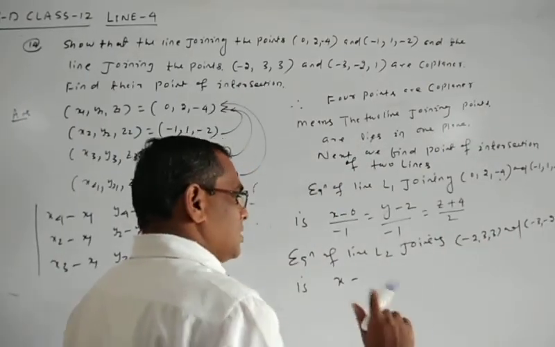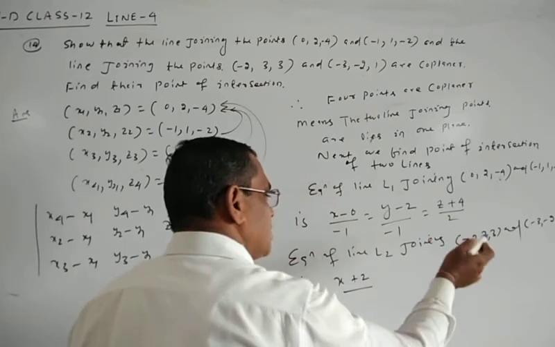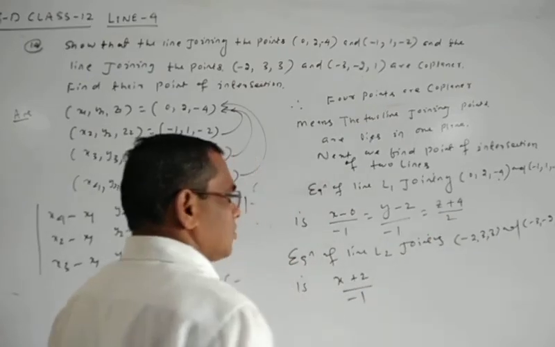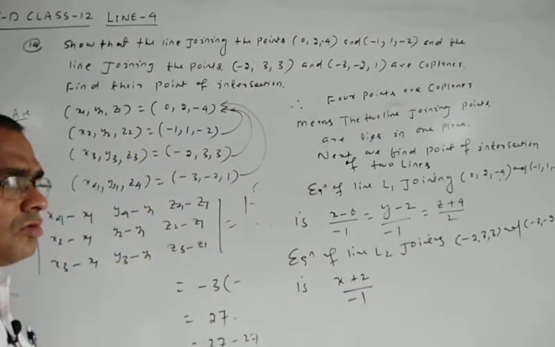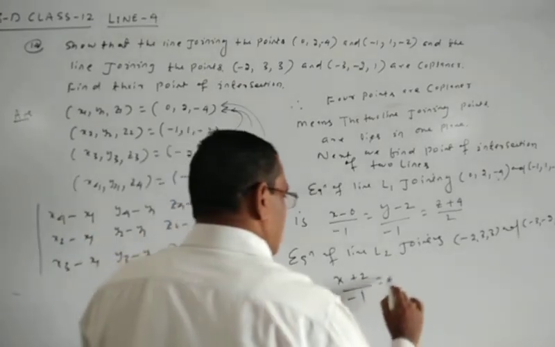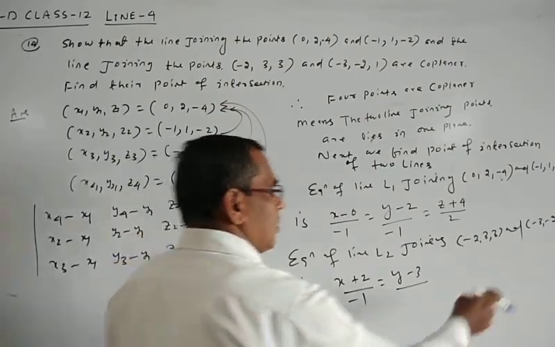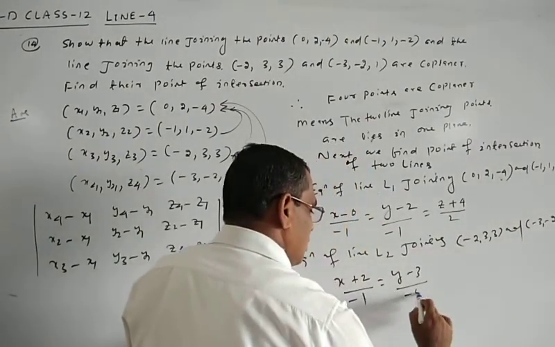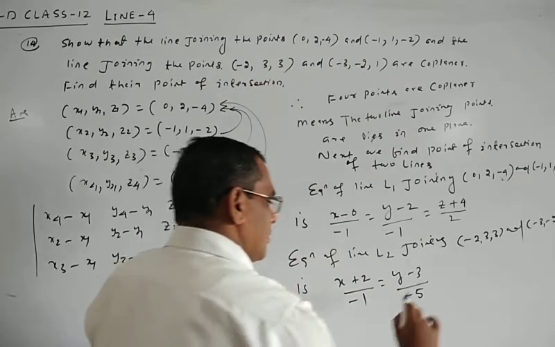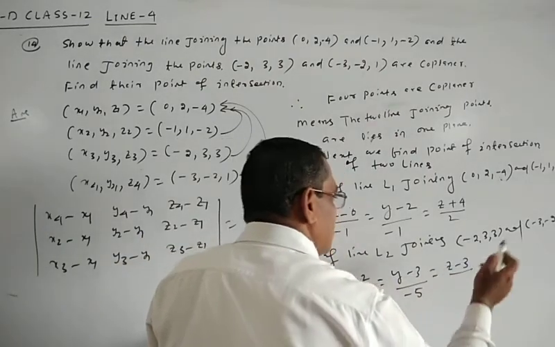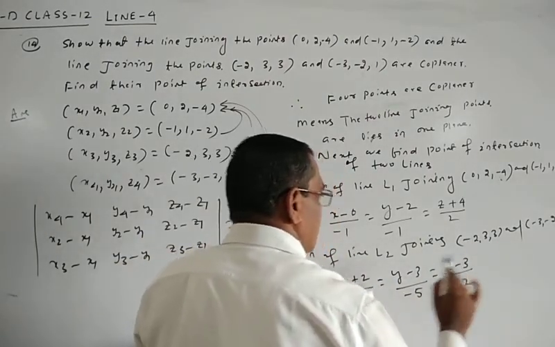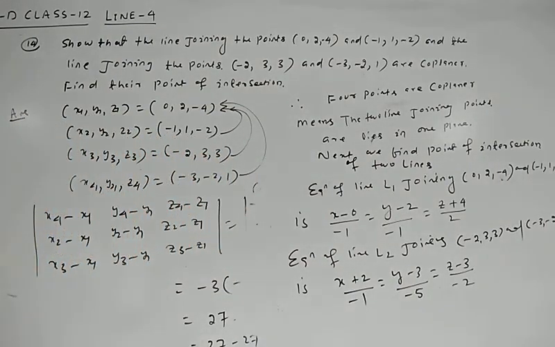So x - x1 means (x + 2)/(-3 + 2) = -1. Then (y - 3)/(y2 - y1), which is (y - 3)/(-2 - 3) = -5. And (z - 3)/(z2 - z1) = (z - 3)/(1 - 3), which is -2. Okay, so clearly this is the equation of the line joining these points.